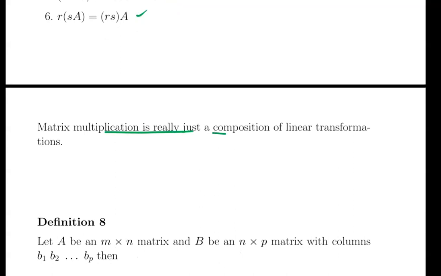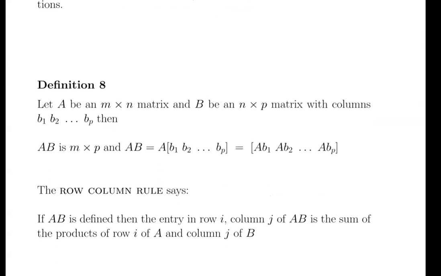You can think of matrix multiplication as really just a composition of linear transformations, which seems like it's making something simple more complicated, but it can be useful to think of it slightly differently in this way. Let's say we have an m by n matrix A and B is n by p. Of course, these match, so it's defined, and you'll end up with an m by p result. B has columns B1, B2 up to Bp. AB is m by p, as we said, and AB is A times B1, B2, B3, so that's the same as AB1, AB2, etc.